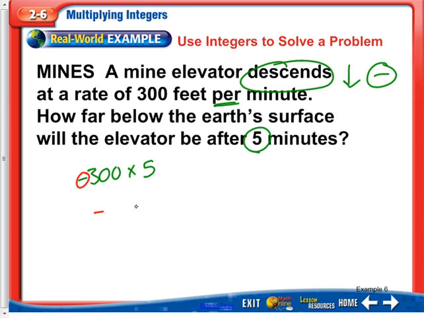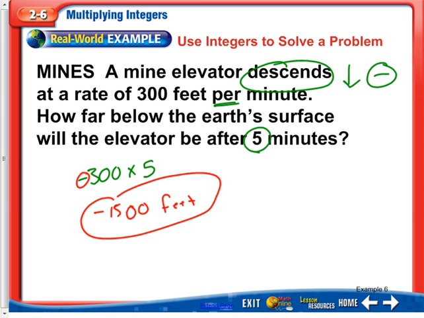All right, 5 times 0 is 0. 5 times 0 is 0. 5 times 3 is 15. All right, so negative 1,500. Since this is a word problem, don't forget your units. All right, negative 1,500 feet. Okay, and that would be your answer. Don't forget your units. This is a word problem, okay? Whenever you have a word problem, you should have a label or units.